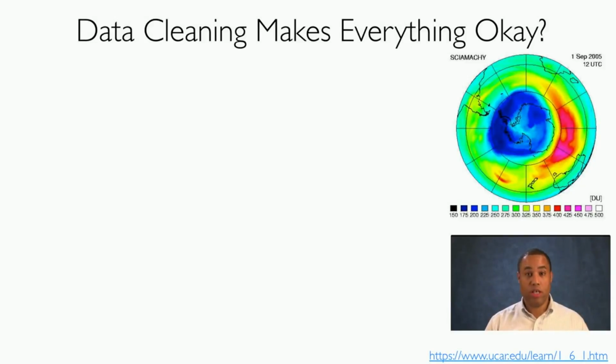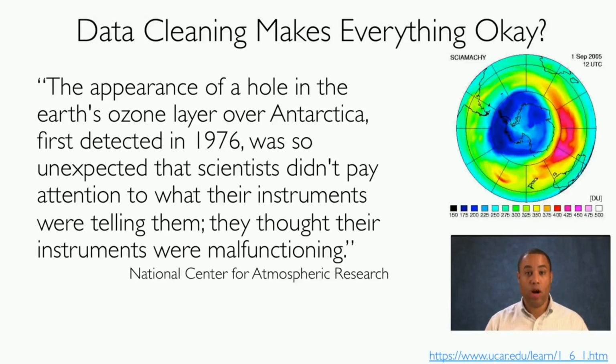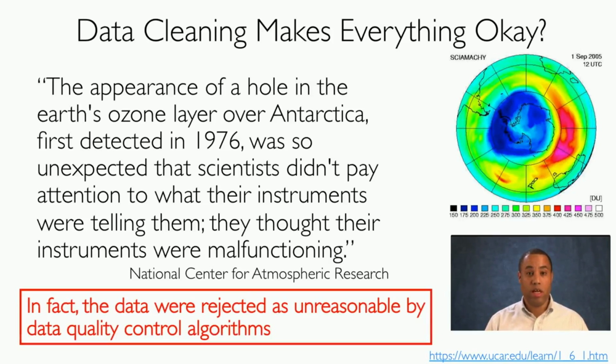Here's another cautionary tale about data cleaning. This is a picture from the National Center for Atmospheric Research that shows the appearance of a hole in the ozone layer over Antarctica. Now, when this first occurred, it was observed in 1976, the scientists thought that their instruments were malfunctioning because they didn't expect to see it. And so they rejected the data as unreasonable as a part of their data quality control algorithms. But in reality, we know that that actually was a real hole in the atmosphere.